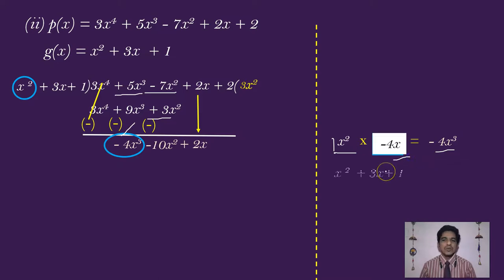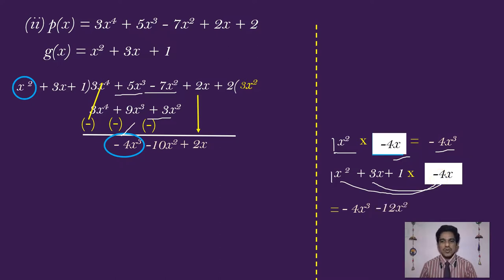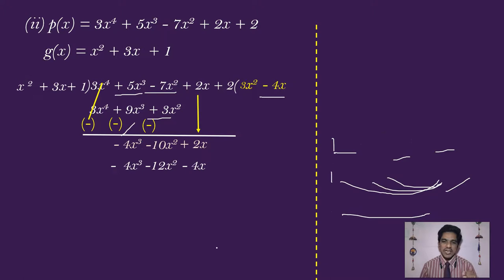Now let us multiply the whole divisor with this minus 4x. X square into minus 4x. Here the coefficient is 1. So it will be minus 4x cube. 3x into minus 4, 3 into minus 4, 12. X into x, x square. So minus 12x square. 1 into minus 4x, minus 4x. So write this minus 4x in the quotient part here, and minus 4x cube, minus 12x square, minus 4x in the dividend part.